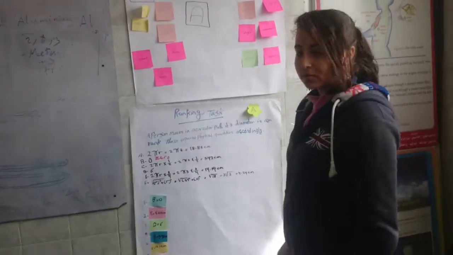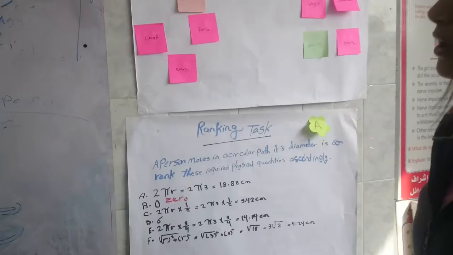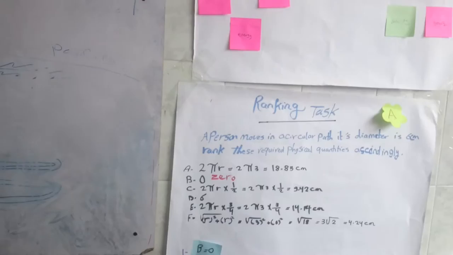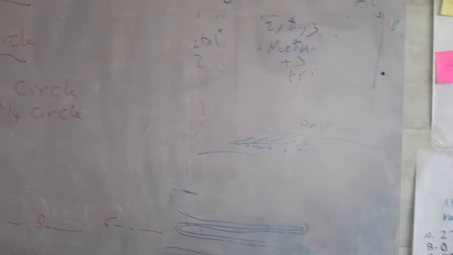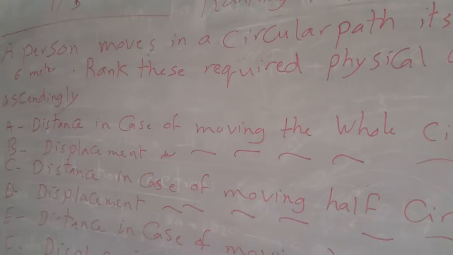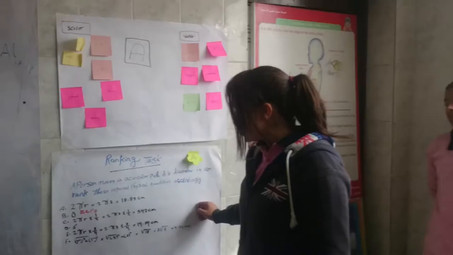We have to explain the answer of A and B, C and D and E. Okay? First, the person moves in a circle whose diameter is 6 meters. Since the diameter is 6 meters, the radius equals 3 meters.